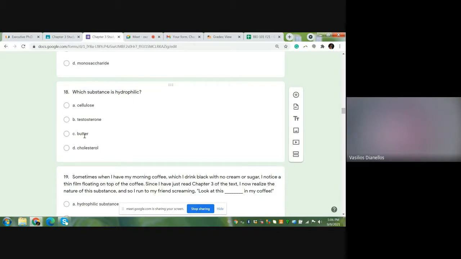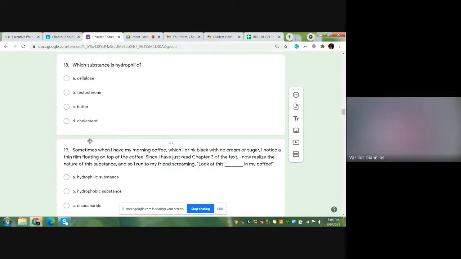Basically, here we have 3 lipids and something that isn't a lipid, and what can usually help you in any multiple choice, one of these things is not like the other, and that would be A. Cellulose is different than the rest of these. Any questions about number 18? Right quick.